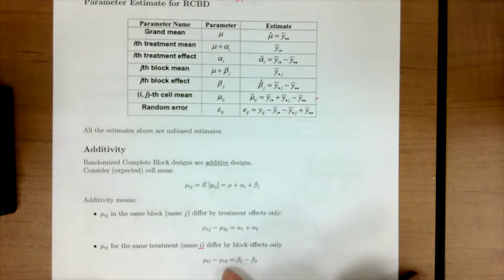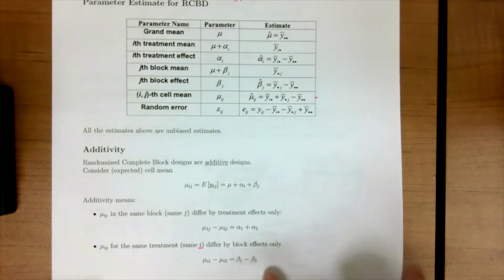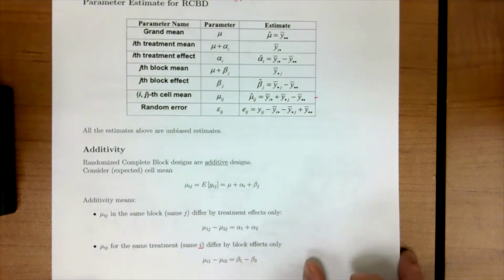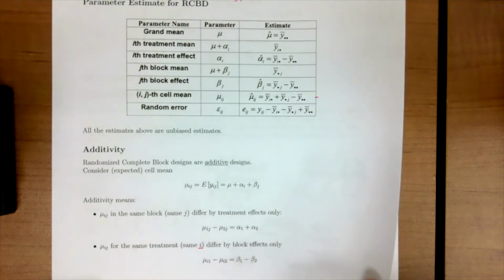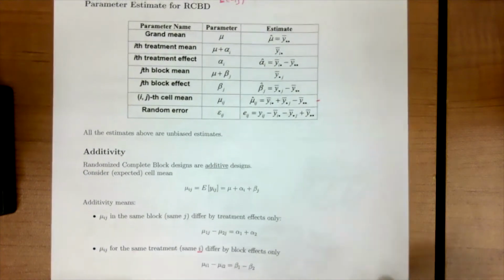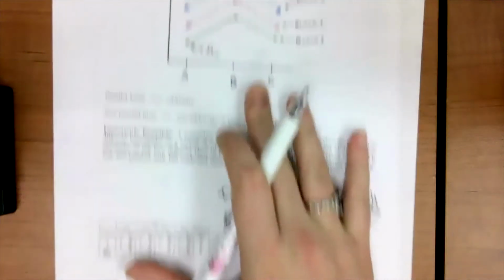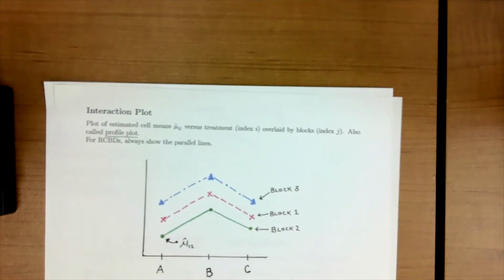All right, so let's look at an interaction plot. An interaction plot looks something like this. It's the plot of the estimated cell means.